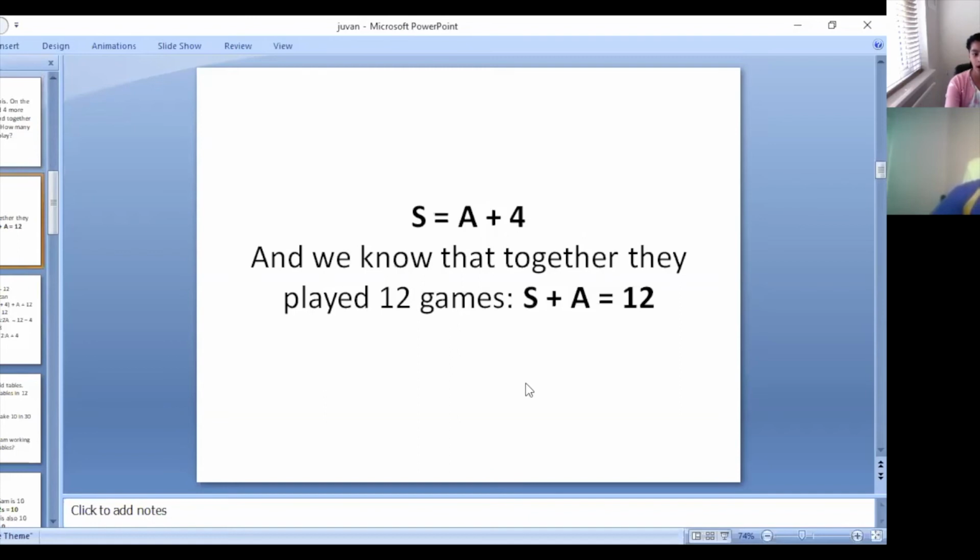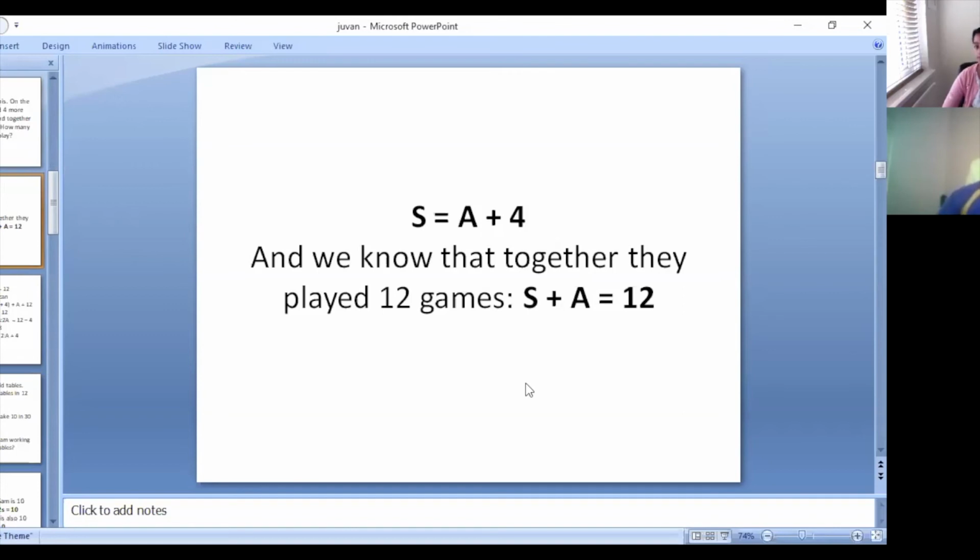As you have said, the number of games Sam played equals four more than Alex. So if we add 4 to Alex's games, their games become equal. It's the same equation that you told, S minus A equals 4. So this is the second equation, S plus A, the games played by Sam and Alex, equals 12. So we have the two equations.